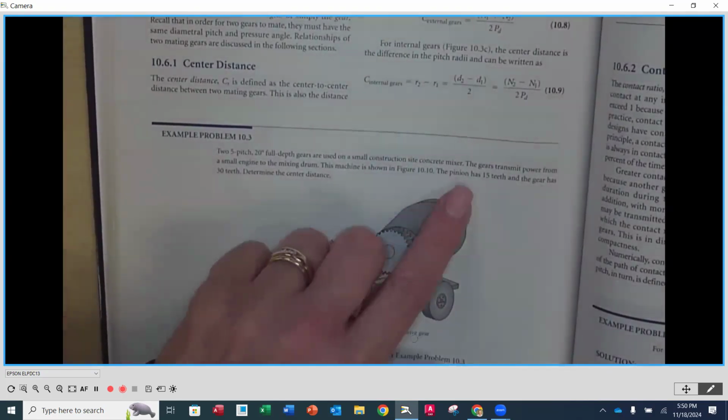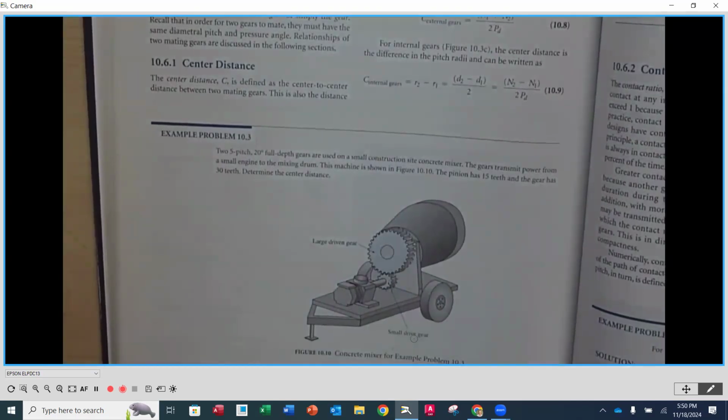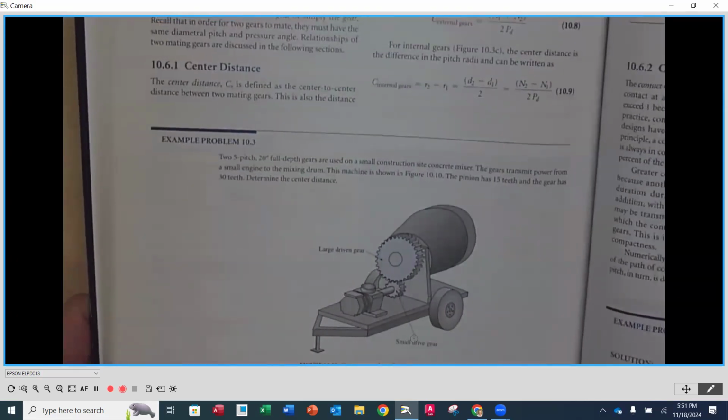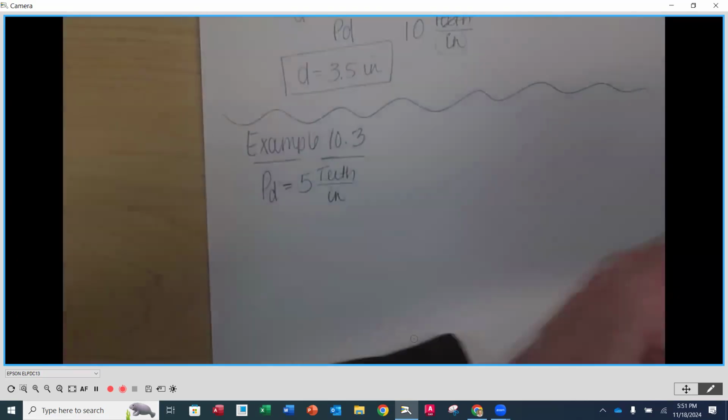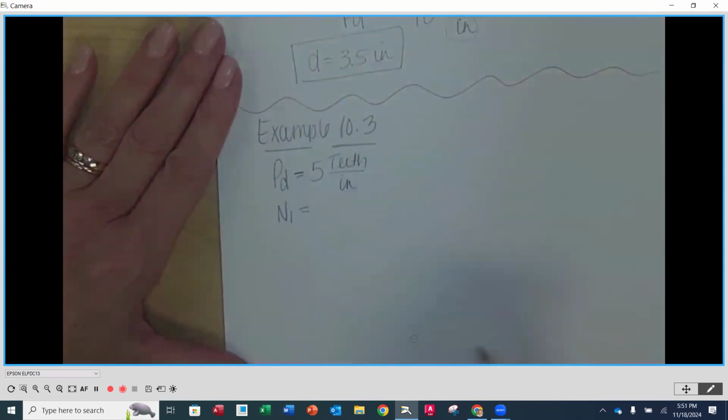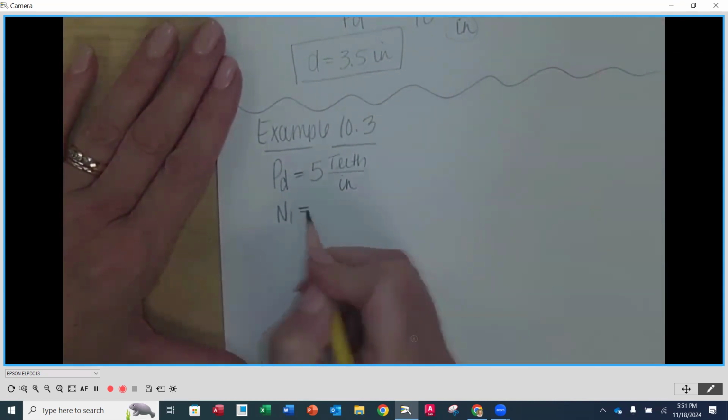Then the next thing here, it says the pinion has 15 teeth. What is the variable that we would call for the number of teeth? Do you remember? Capital N, yes. And since this is the pinion, we're going to call that N1. 1 is always the pinion.